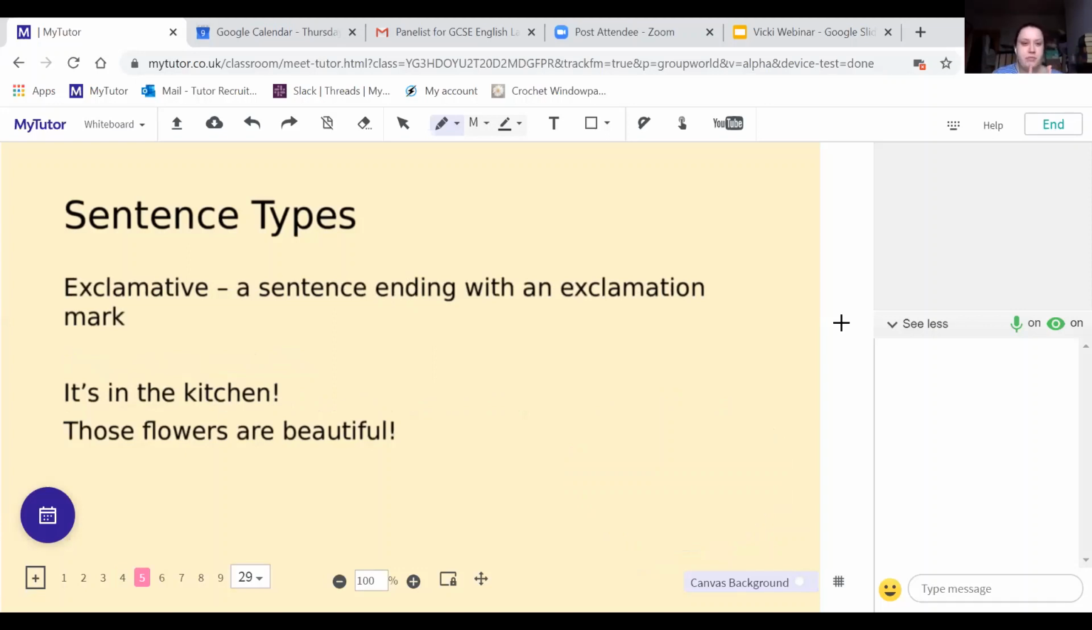Exclamatives. So exclamatives are a sentence that ends with an exclamation mark. So, in the kitchen, those flowers are beautiful! I might possibly comment on that if I was looking at a quotation and the exclamative was at the end. I might say, oh, it's an exclamative. This means that this person is excited or is shouting, something along those lines. But it wouldn't be my main basis for analysis.